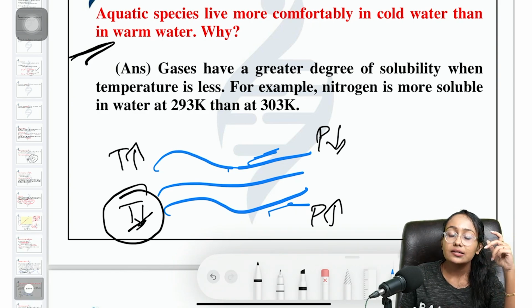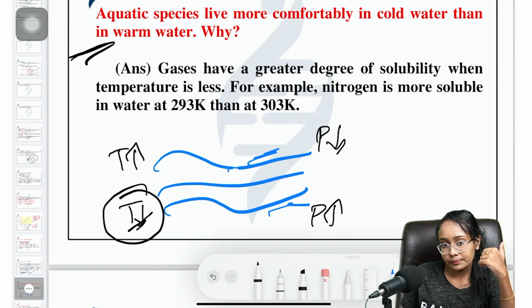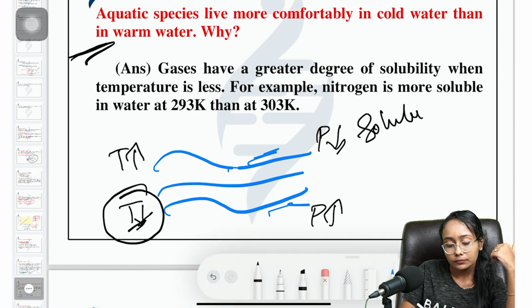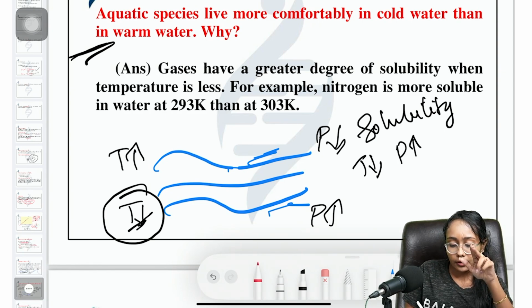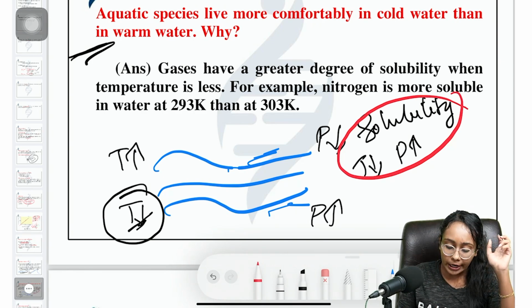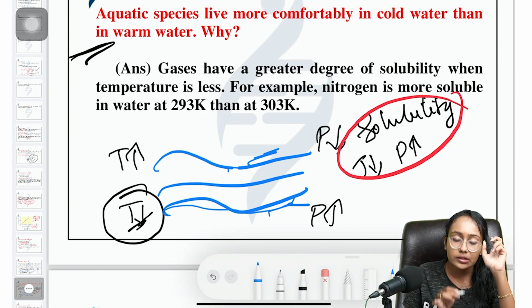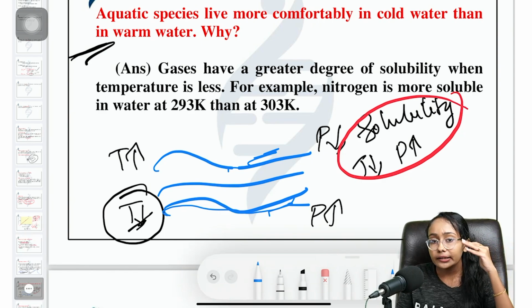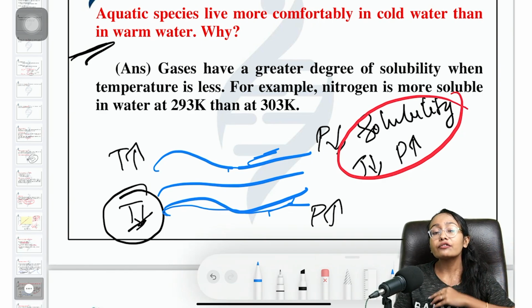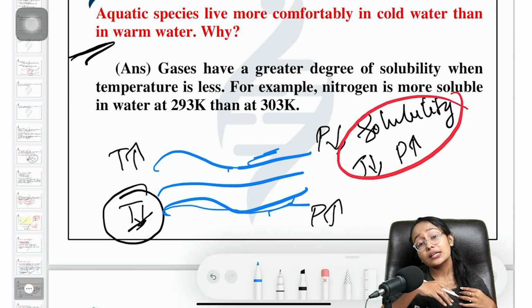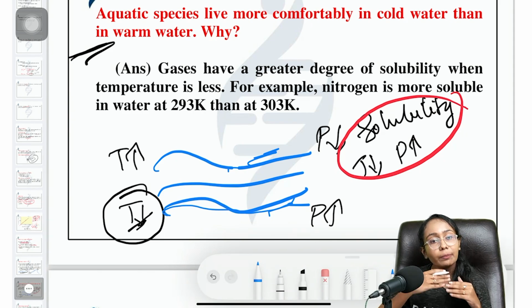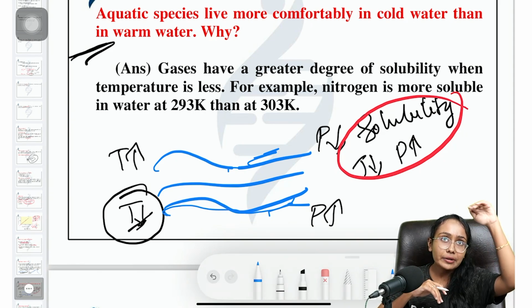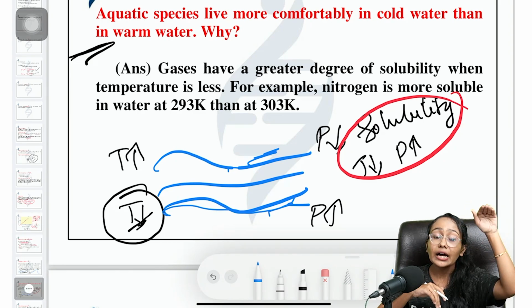As temperature decreases, the solubility of gas increases. Solubility of gas increases in two conditions: when temperature is very less and pressure is very high. In the lower surfaces of water, there is a cold area, and there temperature is very less. So the solubility of gases will be very high, and hence the fish or marine creatures will be able to breathe very easily. So they prefer to live in cold areas rather than the upper surface or the area with high temperature. Clear?